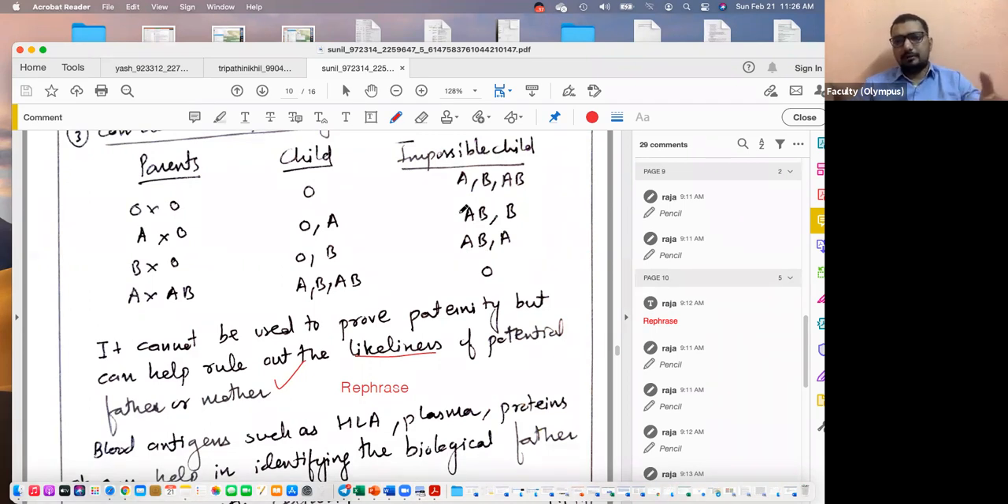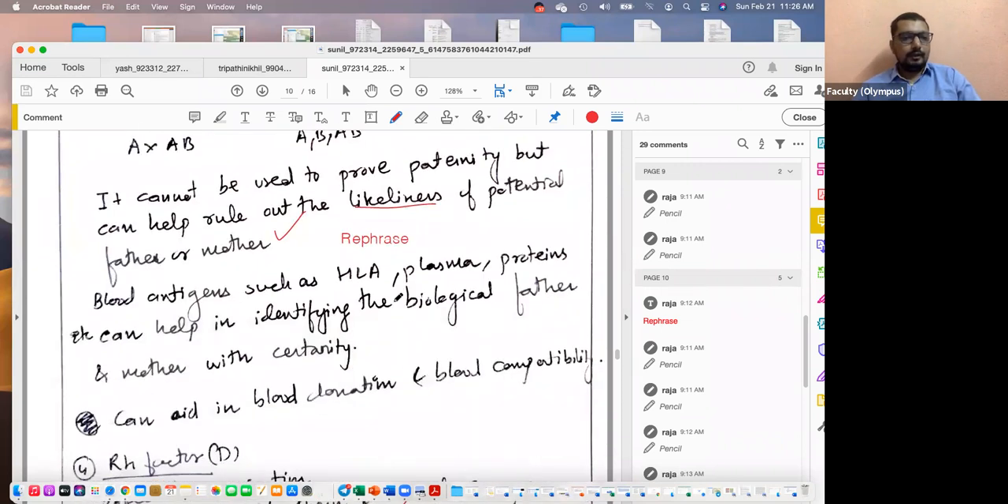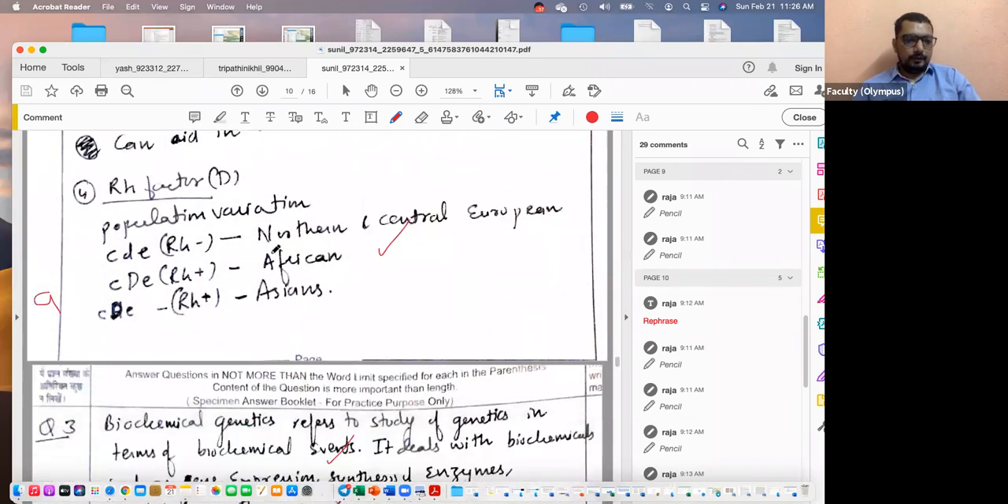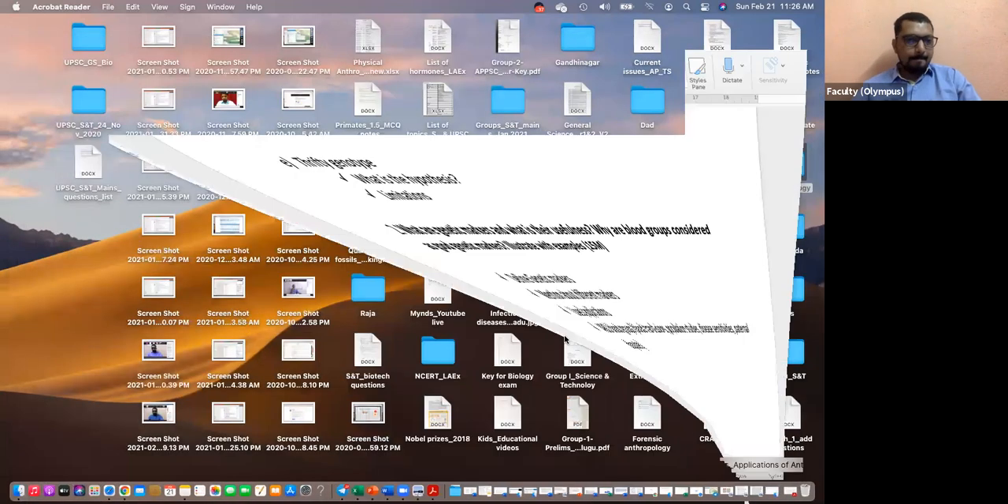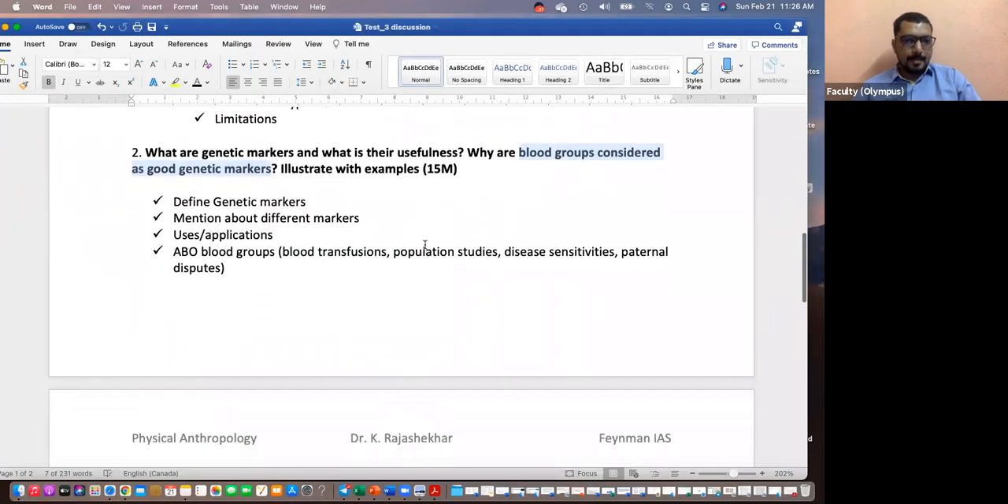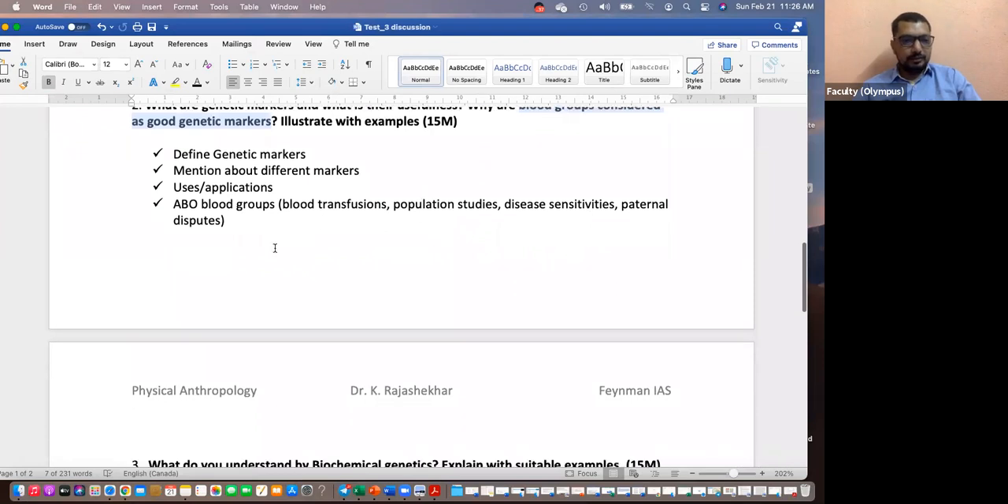Okay? Very simple method. Don't require HLA polymorphic analysis, requires more time and money. Blood group, very simple, maybe 200 rupees, 300 rupees test. That's it. So you can mention that. Okay, right. So blood groups, mention about these components.